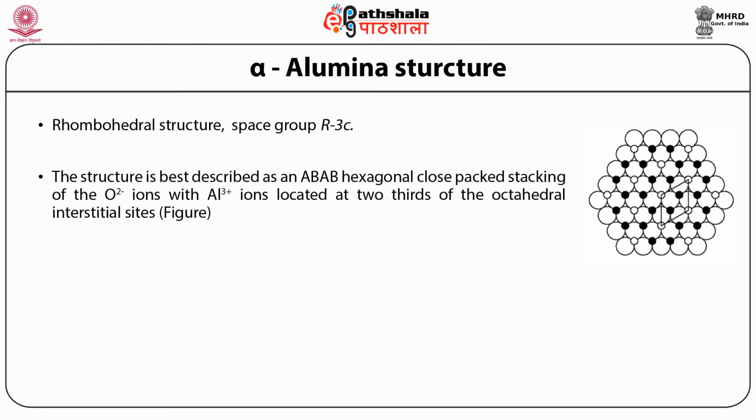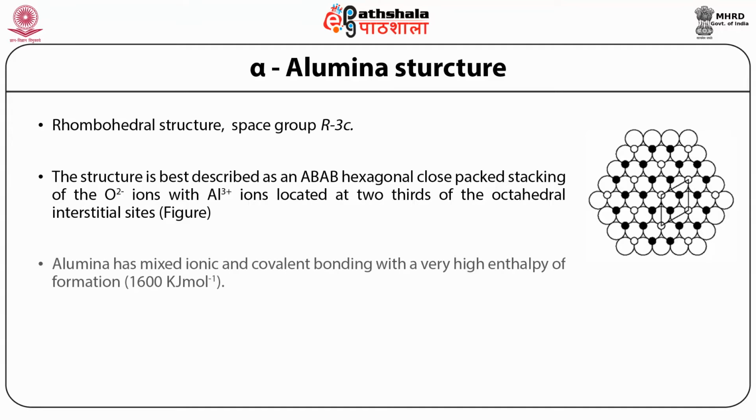The structure is best described as an ABAB hexagonal close-packed stacking of the O2- ions with Al3+ ions located at two-thirds of the octahedral interstitial sites. Students, you can see this structure on the left-hand side of this slide. Alumina has mixed ionic and covalent bonding with a very high enthalpy of formation, that is 1600 kilojoules per mole. This makes alumina one of the most strongly bonded compounds.